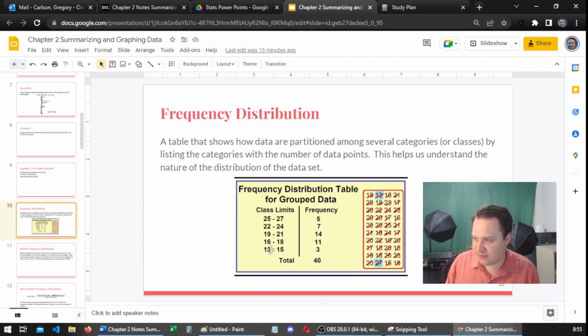You just have your classes, which are just ranges of values. Notice that each class needs to be the same size. If you're going from the lower bound of one class to the next, notice that it goes up by 3 each time. So that's called the width right there.